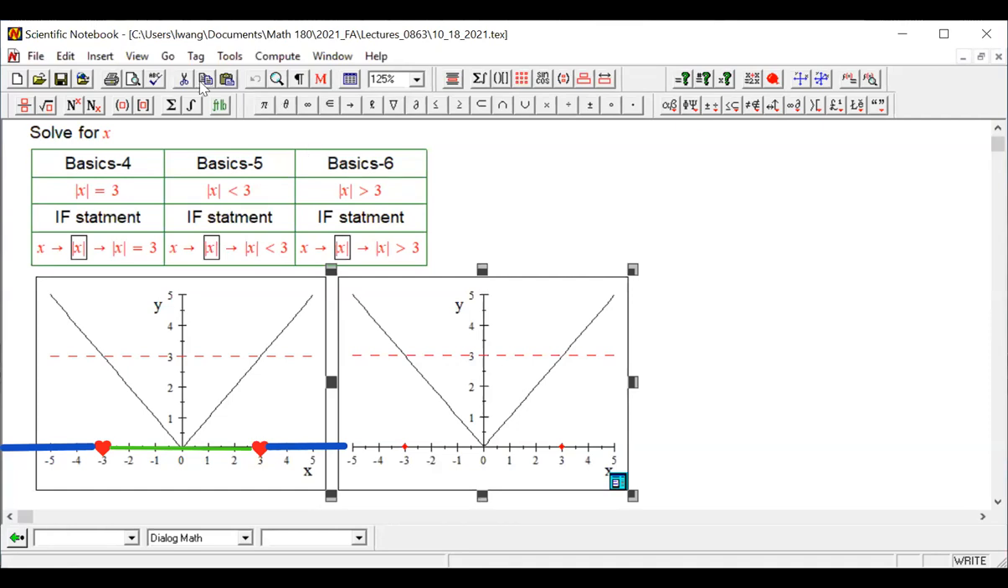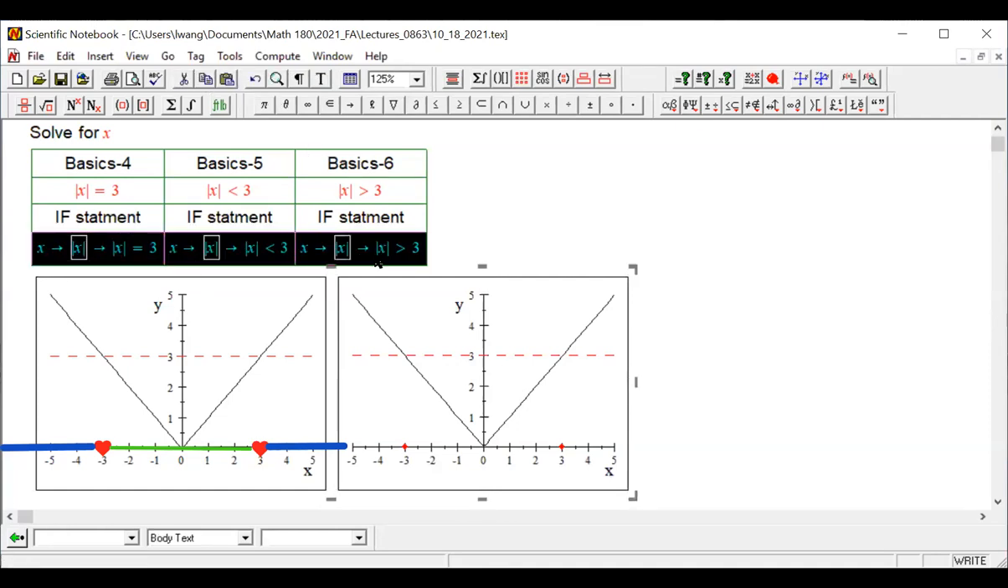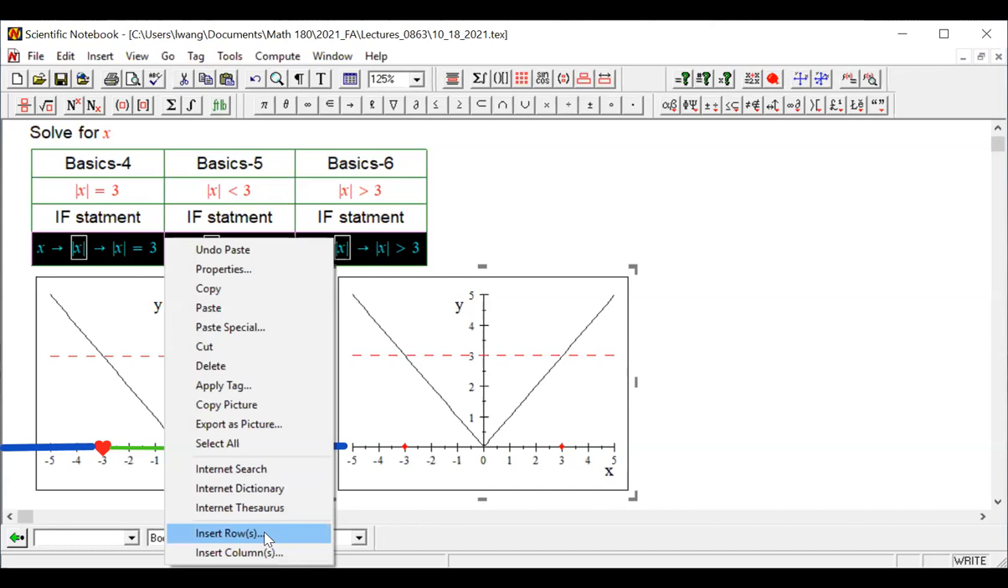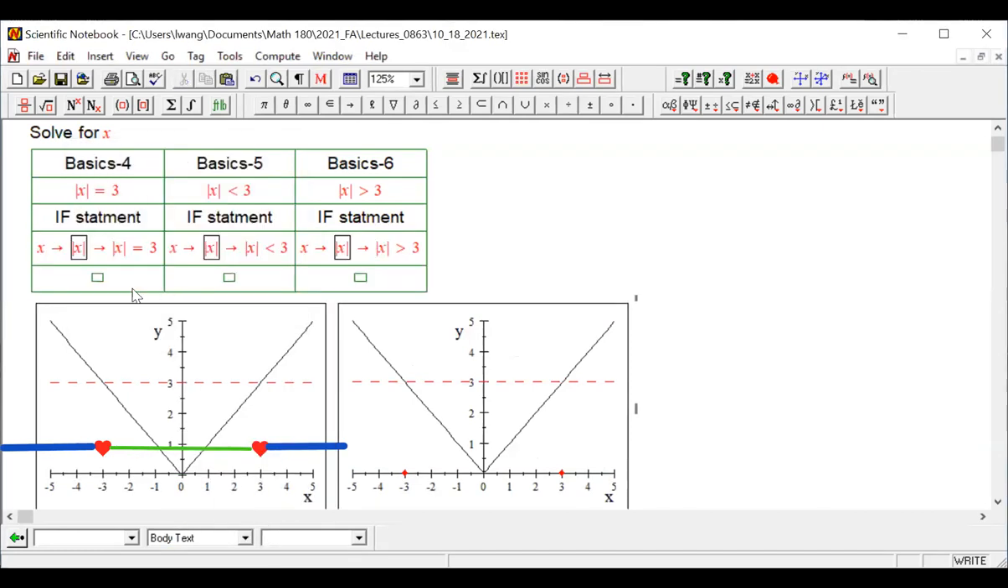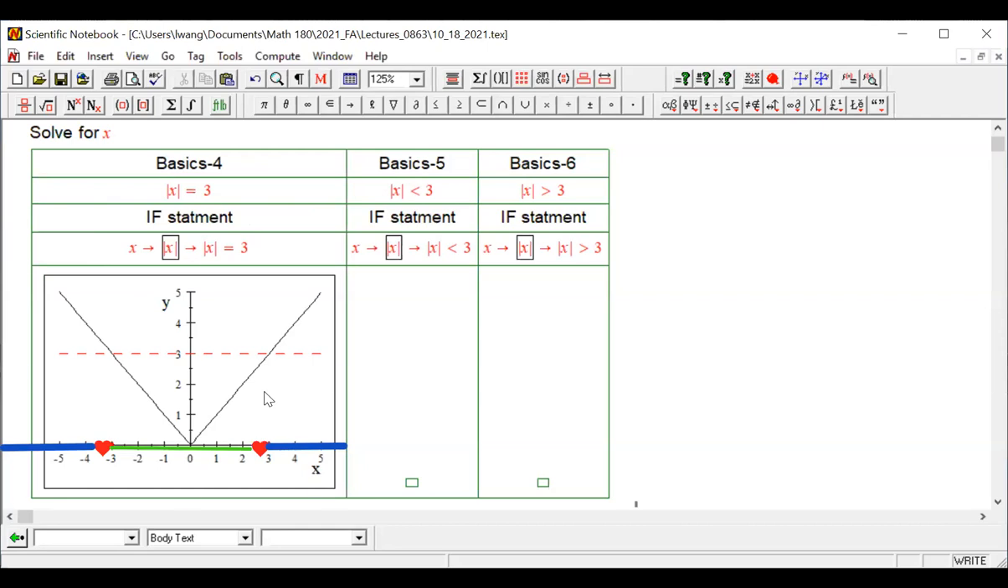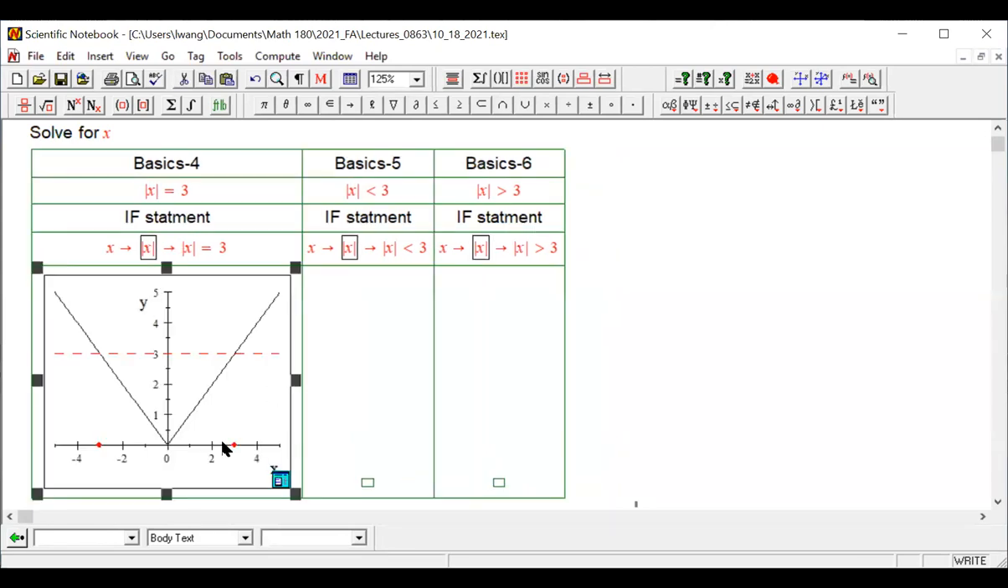That's the solution for, if I'm inserting the row, I will show you how to solve this, how to show work to your professors, right, at the end. But first, understand the meaning, right? So this will be the solution if we want the output to be exactly 3. So these 2 points, negative 3, positive 3, these are the inputs.